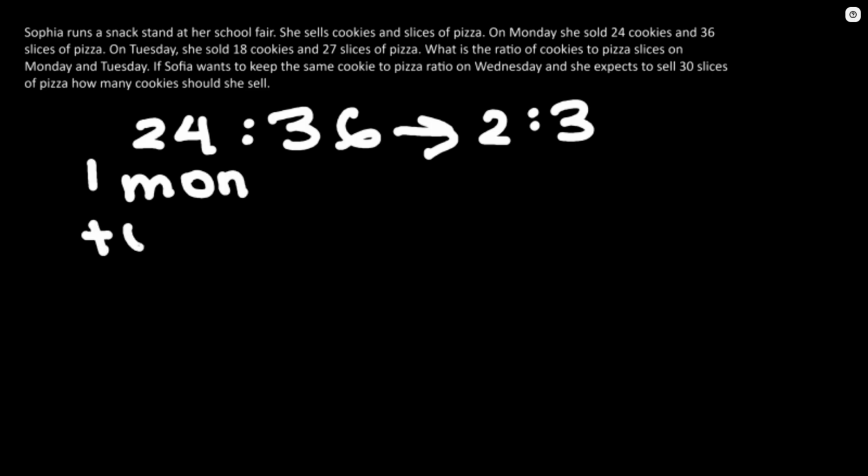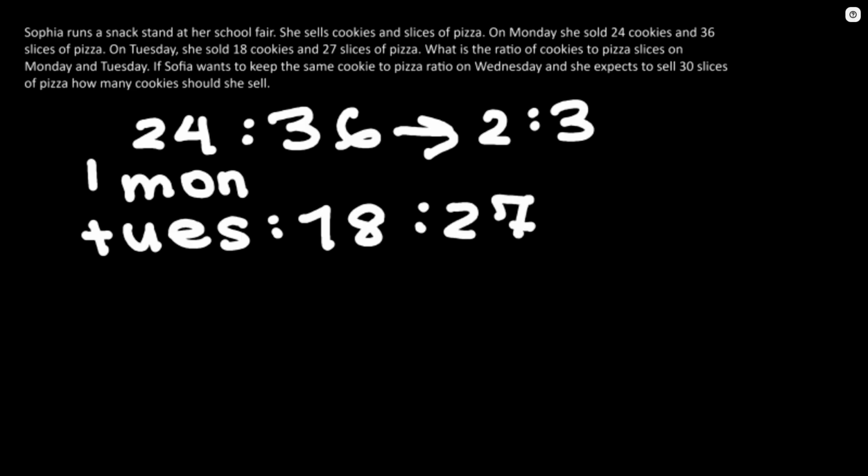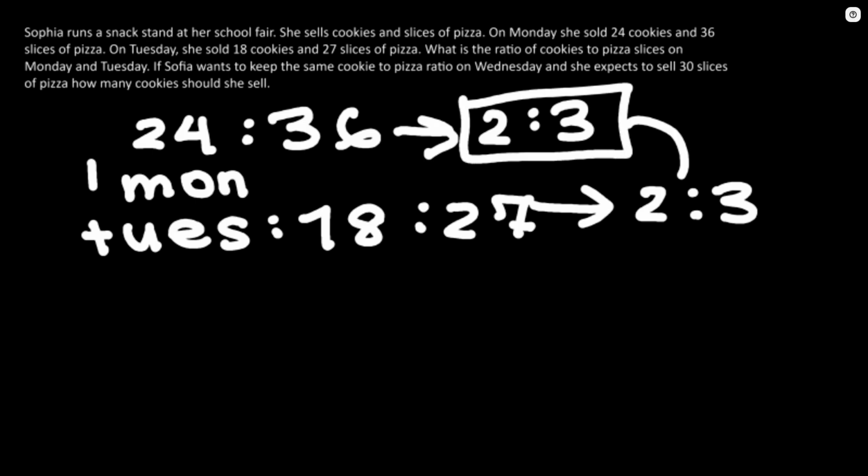Now we're going to do Tuesday. Take a look at Tuesday. It's 18 cookies to 27 slices of pizza, and this is your ratio, 18 to 27. And you can also simplify this. If you divide each by 9, you get 2 to 3. So that is your ratio. And as you can see, both ratios are the same. So the ratio of cookies to pizza sold is the same on both days.